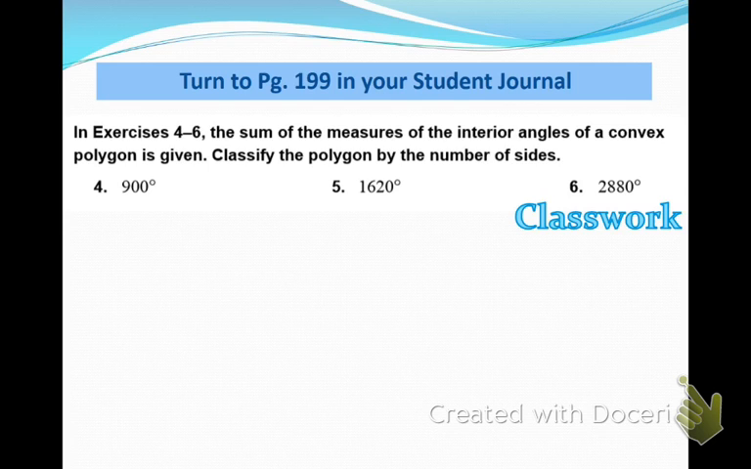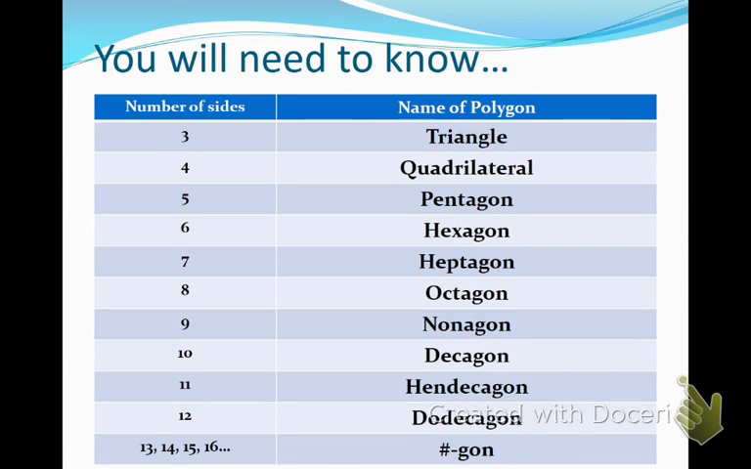All I'm doing is going to the next slide. These are the names of 3 through 12: triangle, quadrilateral, pentagon, hexagon, heptagon, octagon, nonagon, decagon, hendecagon, dodecagon. Open up your textbook to page 364. You're going to do 10 more problems on this classwork paper, 1 through 10.